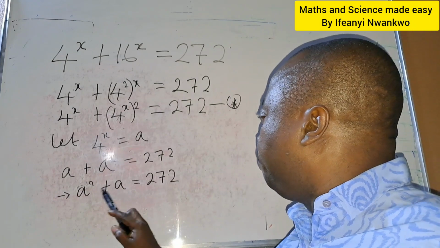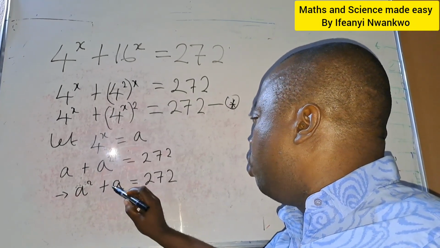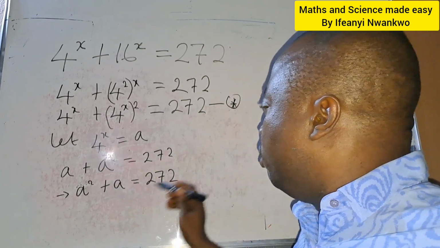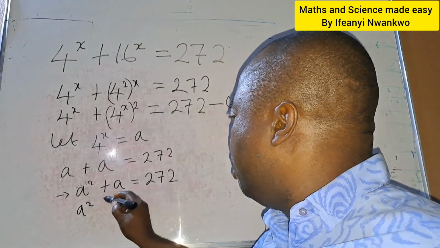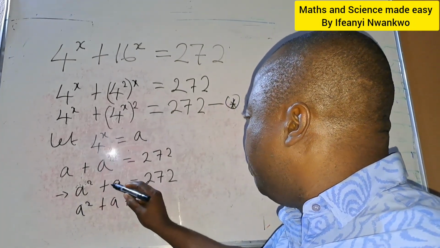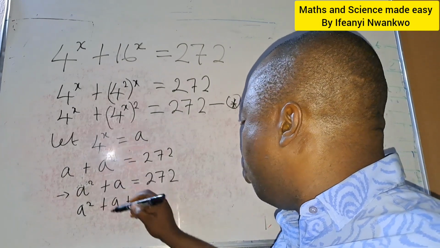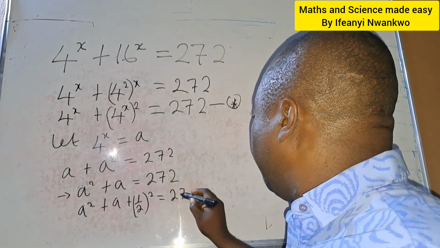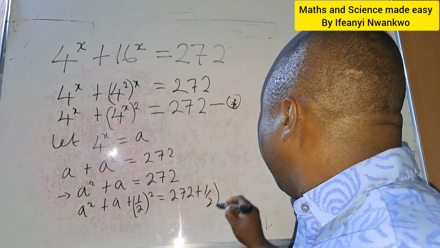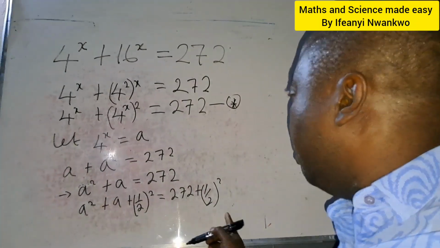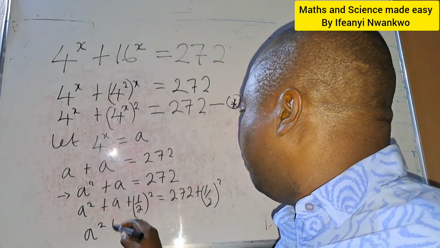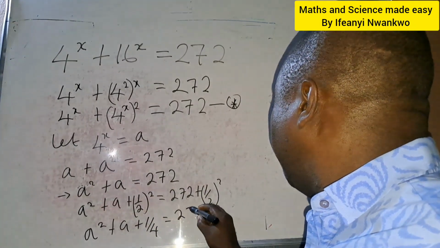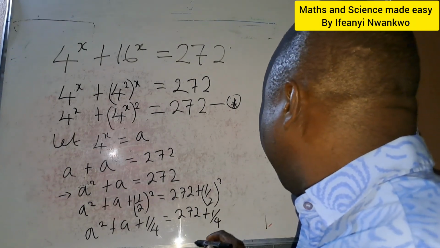Now, if you complete the square, what you do is, the coefficient of a is 1. So you just add the square of half the coefficient of a to both sides of the equation. When you do that, we'll have a squared plus a. The coefficient of a is 1, half of 1 is 1 over 2. You square it, you add it, 272 plus 1 over 2 squared. When you do that, we'll have a squared plus a plus 1 over 4 equals 272 plus 1 over 4.